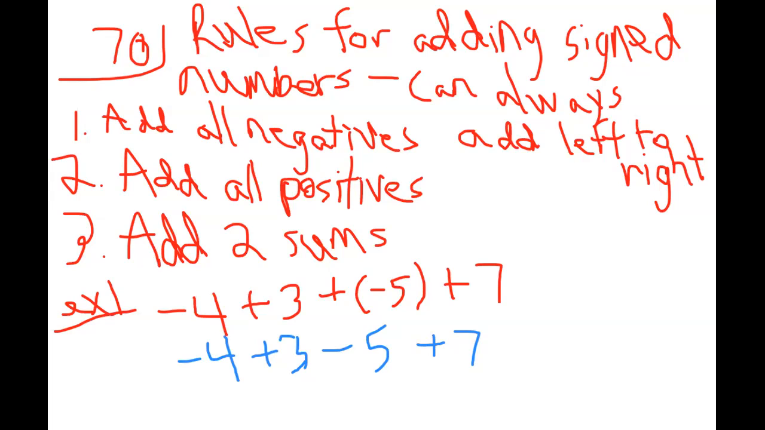So if we add 4 and 5 together, we'll have 9, so we'll just give us -9. Okay. And then if we add our positives, then we have 10, so then we have +10. Then if we add those together, we have -9 + 10.